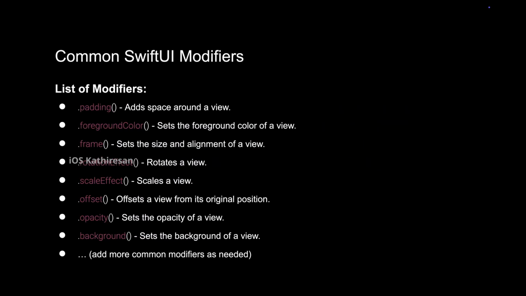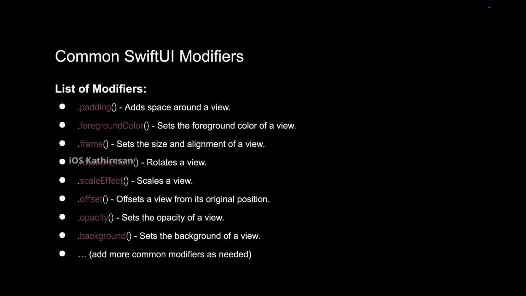SwiftUI already has predefined modifiers available. Here is a list of some modifiers: padding, foreground color, frame, rotation effect, scale effect, offset, opacity and background. These are the minimum I put in the slide.